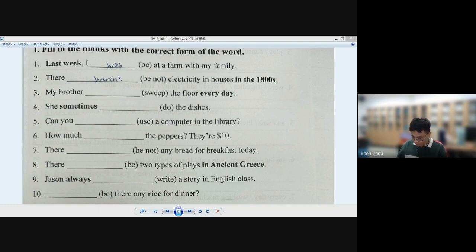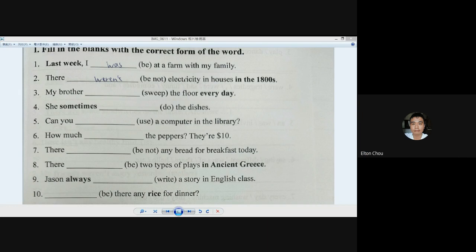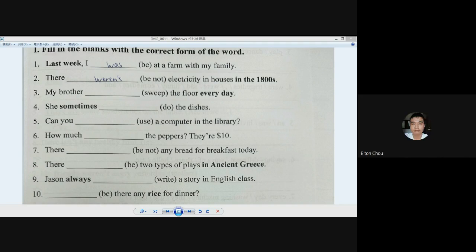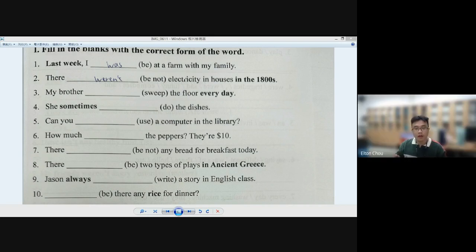Okay, so can you? We just put verb, right? Very good. It's okay.